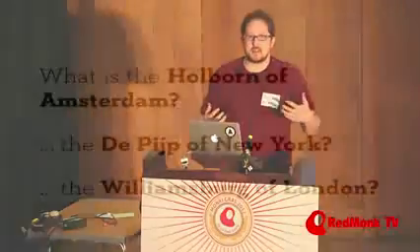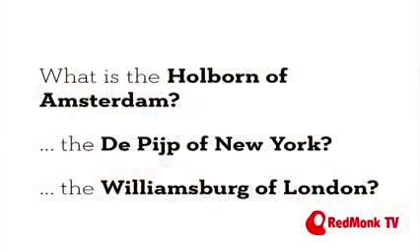But what if you could interrogate the entire graph of everyone's decisions to go from place to place? What if you could ask, what's the Holborn of Amsterdam, or the De Pipe of New York, the Williamsburg of London? Start to find the communities and the affinities and the invisible maps of the world that are created not by geography, but by social activity, by performative information, rather than stuff that's explicitly declared or decided.